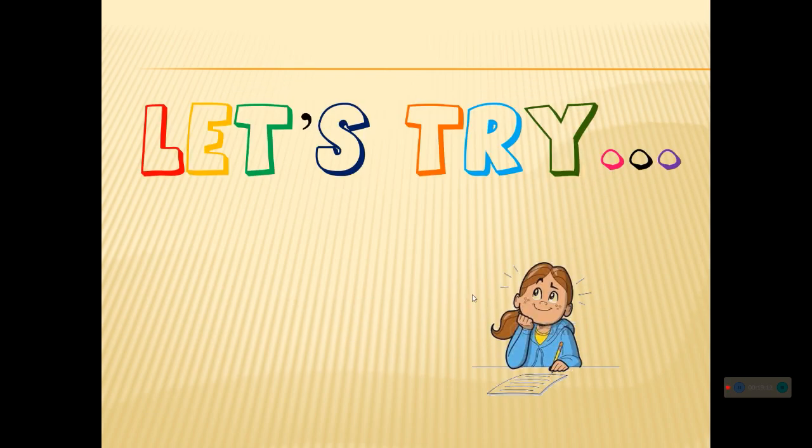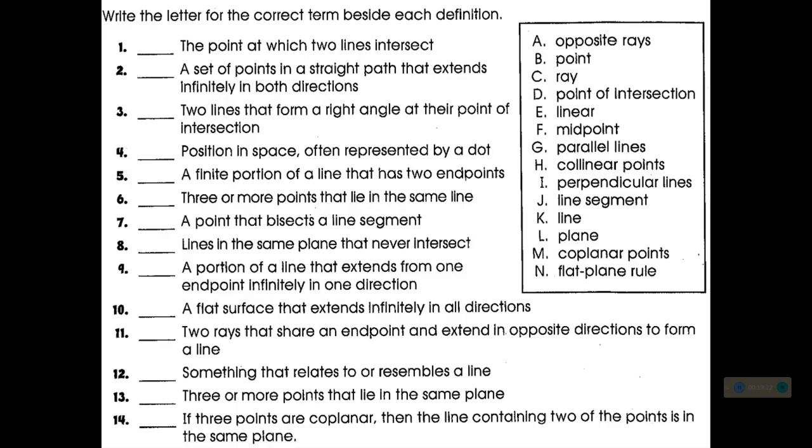So I hope it is clear to you all, the defined terms in geometry. So let's try to answer this. You are going to write the letter of the correct term beside each definition. So let's have number 1. The point at which two lines intersect. What do you think? Correct. The point of intersection.